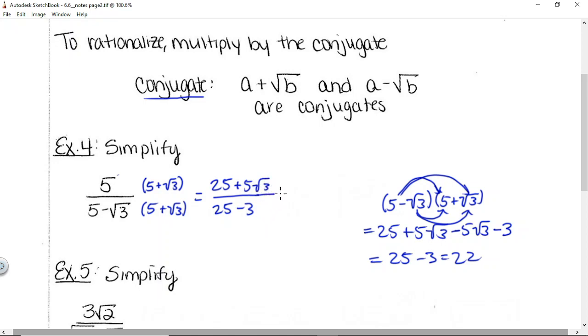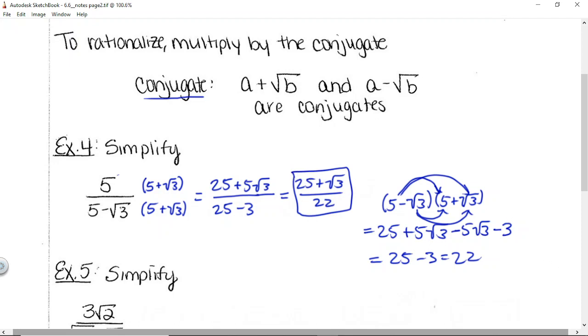Okay, and so that numerator cannot be simplified any further. That's it. Just rewrite it because the denominator is 25 minus 3, which is 22. And that's it. Okay?